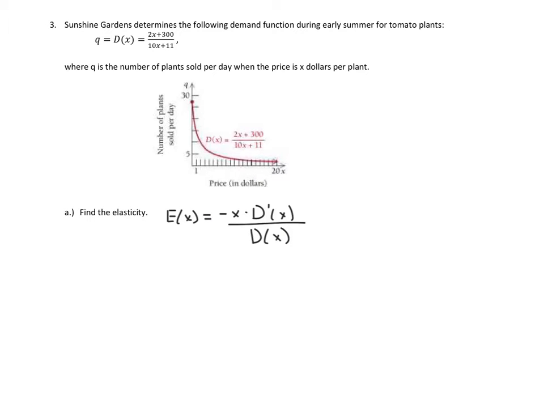Sunshine Gardens determines the following demand function during early summer for tomato plants. So we have our demand function is equal to (2x + 300) divided by (10x + 11), where Q is the number of plants sold per day when the price is x dollars per plant. And we have a picture here, a graph of what the demand function looks like, where x is price in dollars, and then our demand is the number of plants sold per day. We want to find the elasticity.